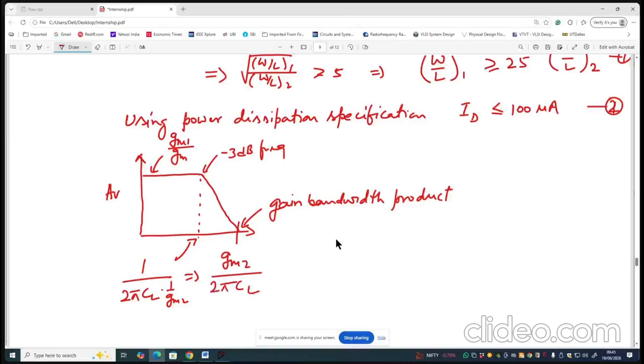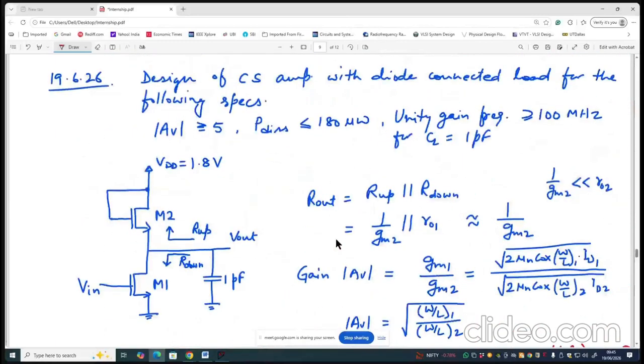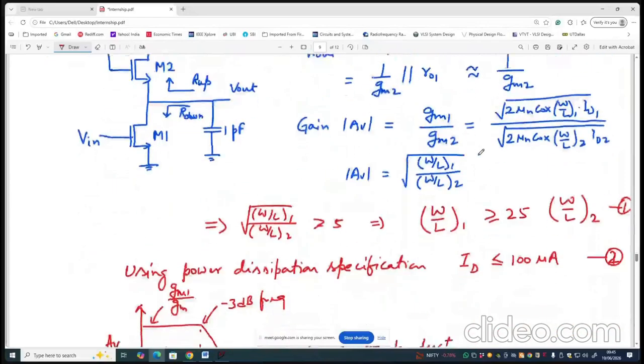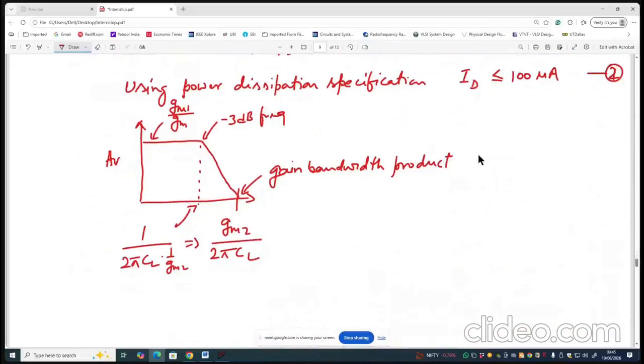So in the given problem, the specification regarding gain bandwidth is that it shall be greater than or equal to 100 megahertz for a load capacitance of 1 picofarad. So let's try to find it using the gain bandwidth specification.